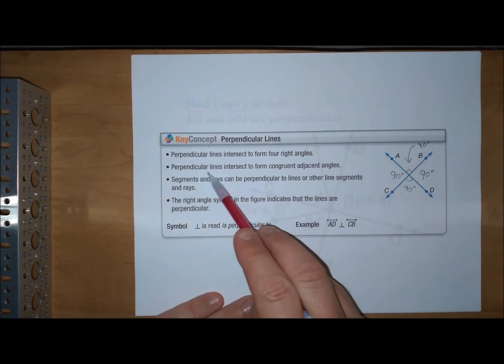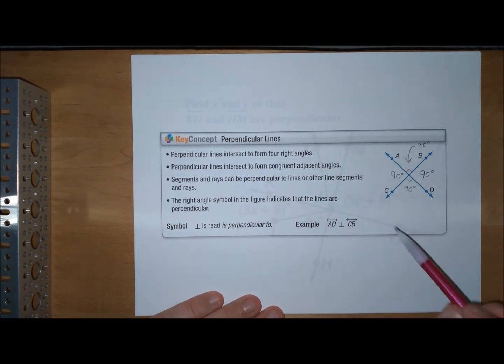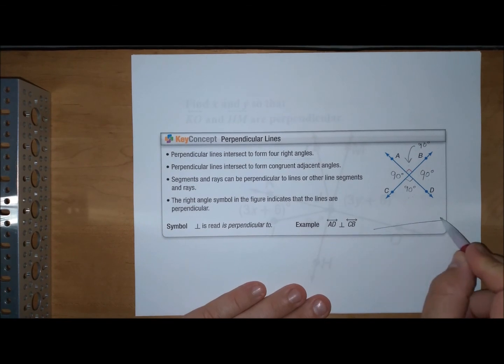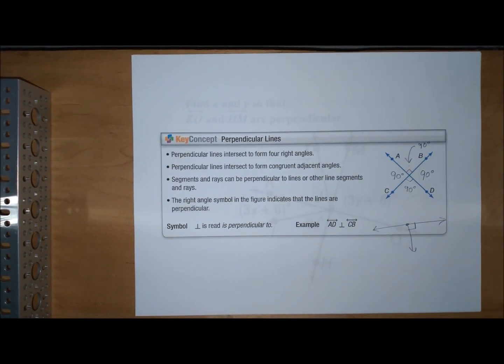So they intersect to form congruent adjacent angles, and segments and rays can be perpendicular to lines or other line segments and rays. Okay, so we might have a line here, and then a ray coming off of it. And you might say that ray is perpendicular to the line. It just means it forms a 90-degree angle.